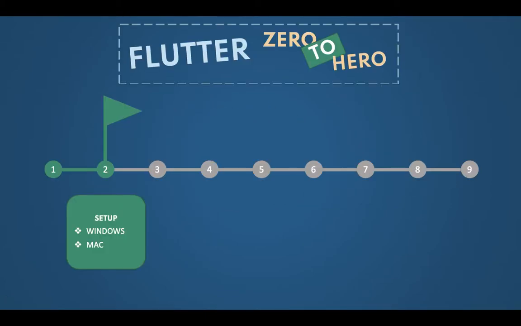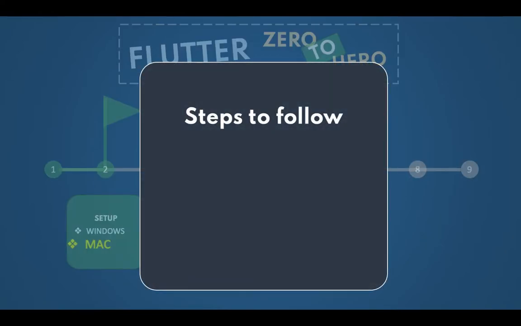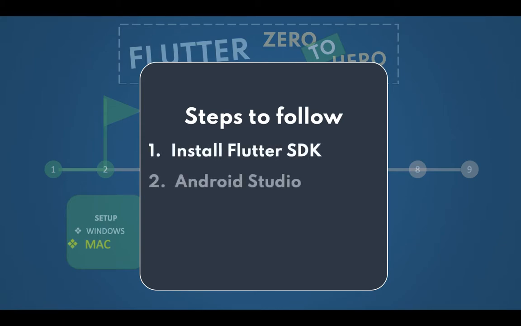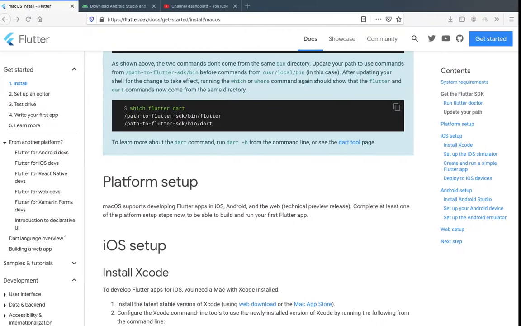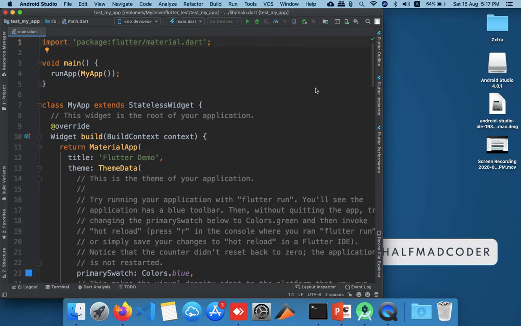To HubMat Coder, and we were in the Mac setup part, and we are done with the first step, install Flutter SDK. Second step, setting up the Android Studio. Now we are going to do the third step, Android Emulator setup. In this step, you just need to follow along with me. We were here in the previous video.